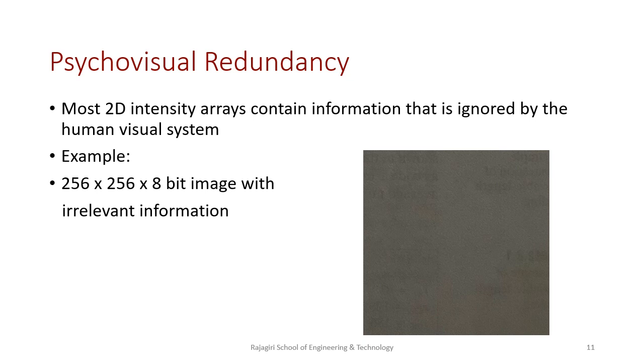Here is an example of a 256 cross 256 image in which each pixel is encoded using 8 bits. This leads to a redundancy as every pixel in this image has the same intensity level. So the image can be represented by its average intensity alone, which is a single 8-bit value.